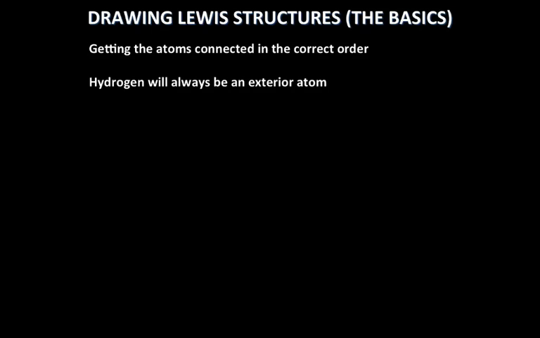So, how do you get the atoms connected? How do you know what order to put them in when you're looking at the molecular formula for a molecule? One thing to always keep in mind is that hydrogen will always be an exterior atom. It can only form one bond, so it can't be in the middle of a molecule attached to 6 other things. It's an exterior atom, it will only form one bond, and that's a consequence of it only needing 2 valence electrons.